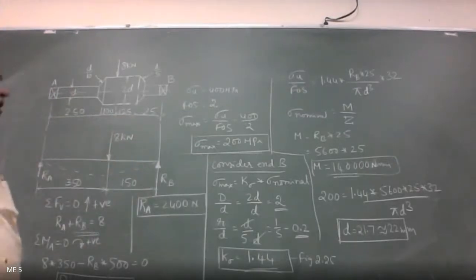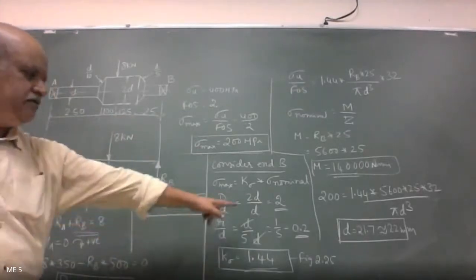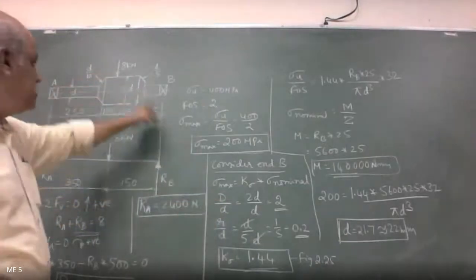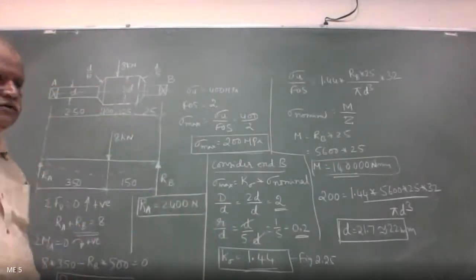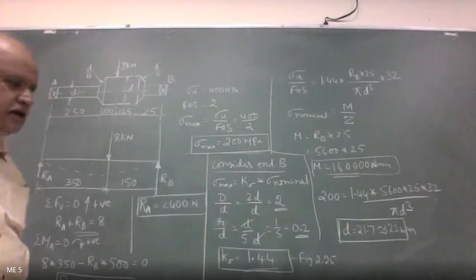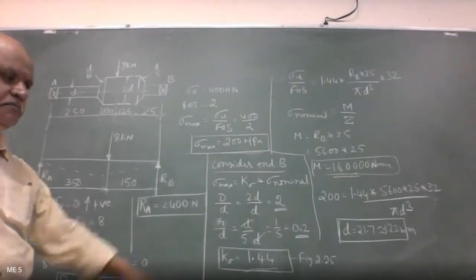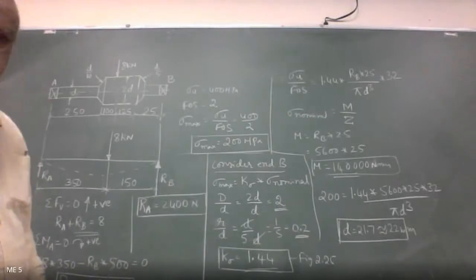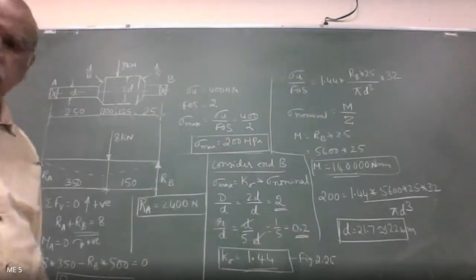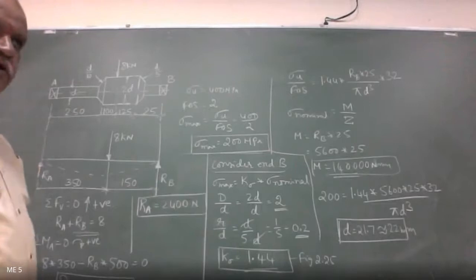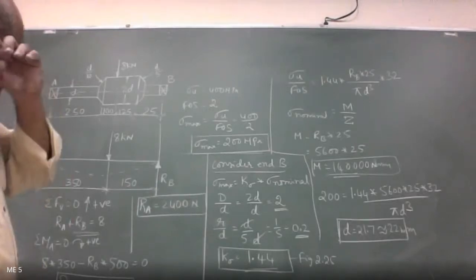D by d you have to find out, r by d will change. Instead of 1 by 5, it's going to be 1 by 10. So that is for 0.1 radius. For an r by d ratio of 0.1, we need to find out K sigma. Anybody? Any doubt here? I'll go through again. Please look at the boards, look at the screens, don't rush.